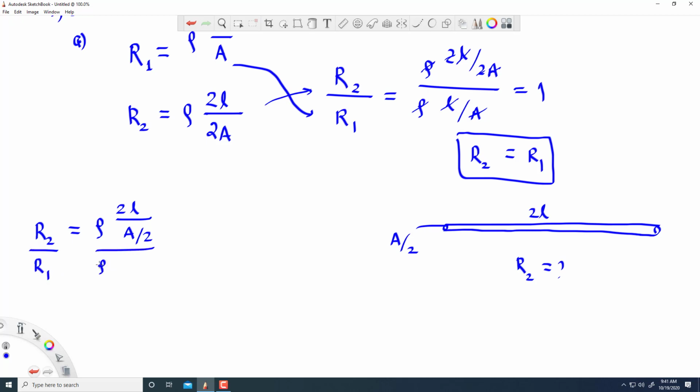Original resistance is rho L over A. Rho and rho cancel, L and L cancel, A and A cancel. So this 2 will go on the top here. That's 4. So R2 is 4 times R1. So when you do this, you increase the resistance by 4 times the original resistance.